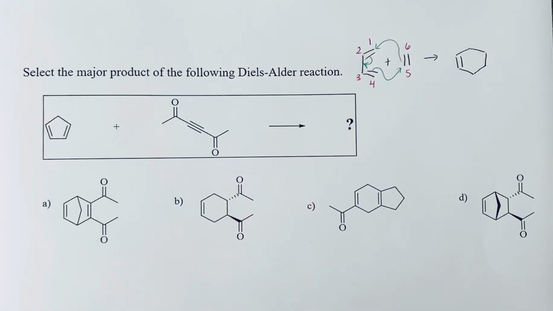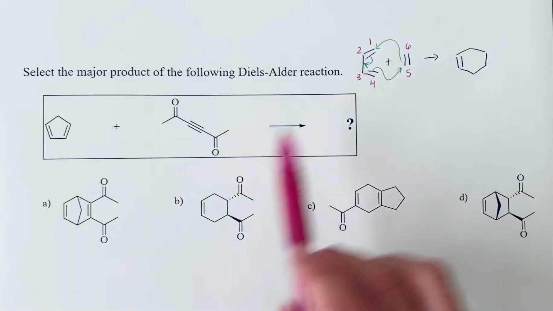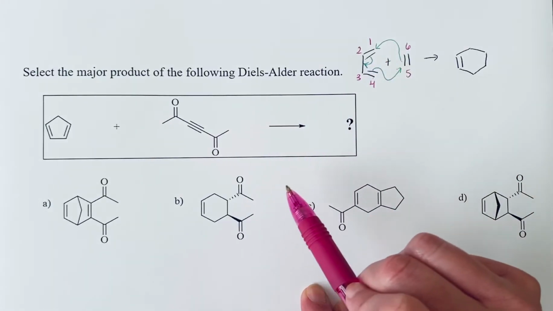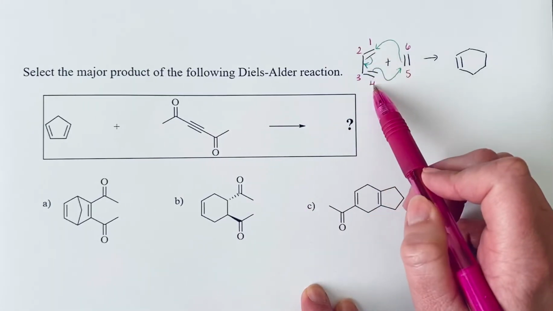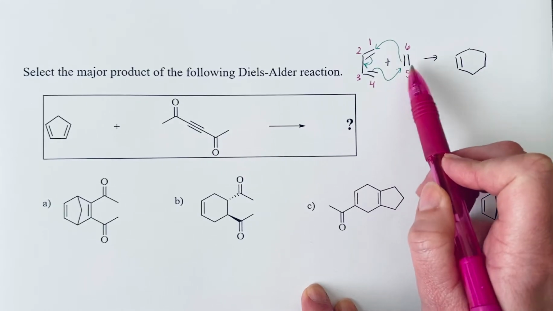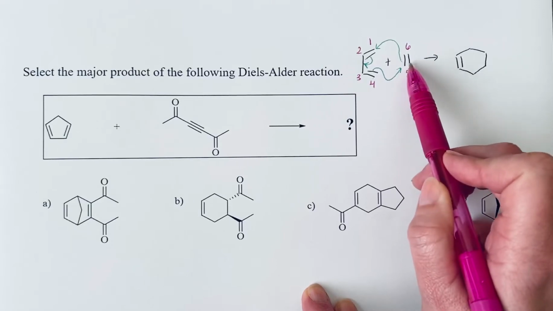Select the major product of the following Diels-Alder reactions. So whenever we're looking at a Diels-Alder reaction, we want to recognize the general mechanism, and it always involves the same 6 carbon atoms. It's going to involve the 4 carbon atoms of the diene and the 2 carbon atoms of your dienophile. And your dienophile could be an alkene as shown.